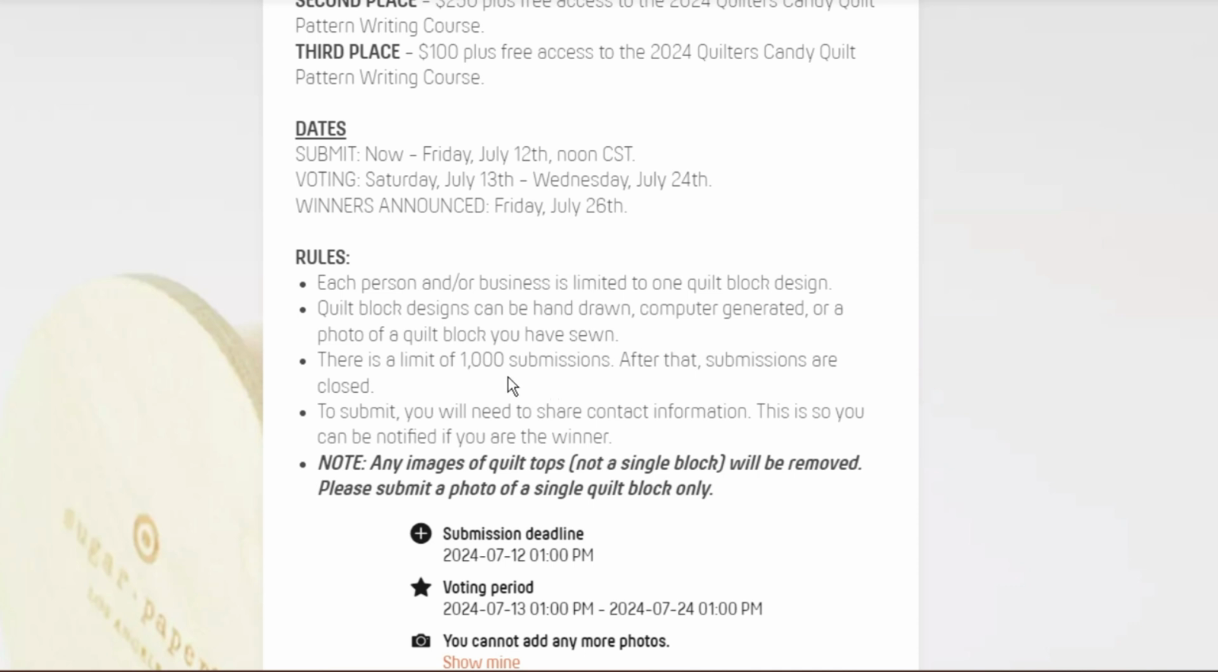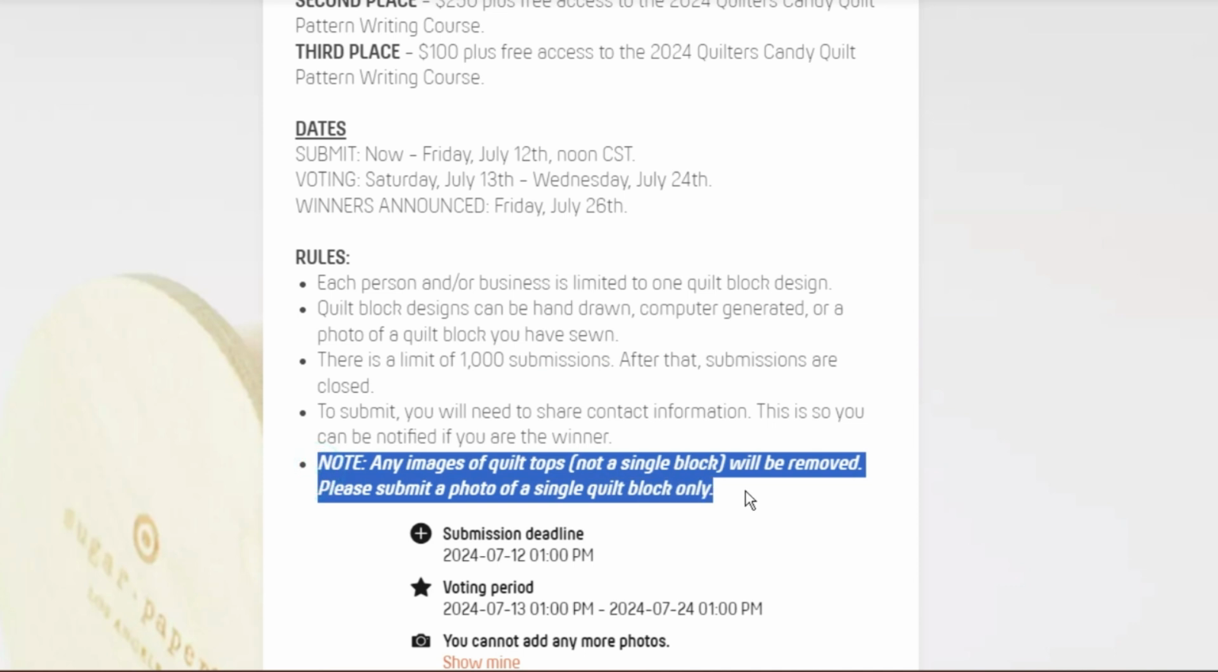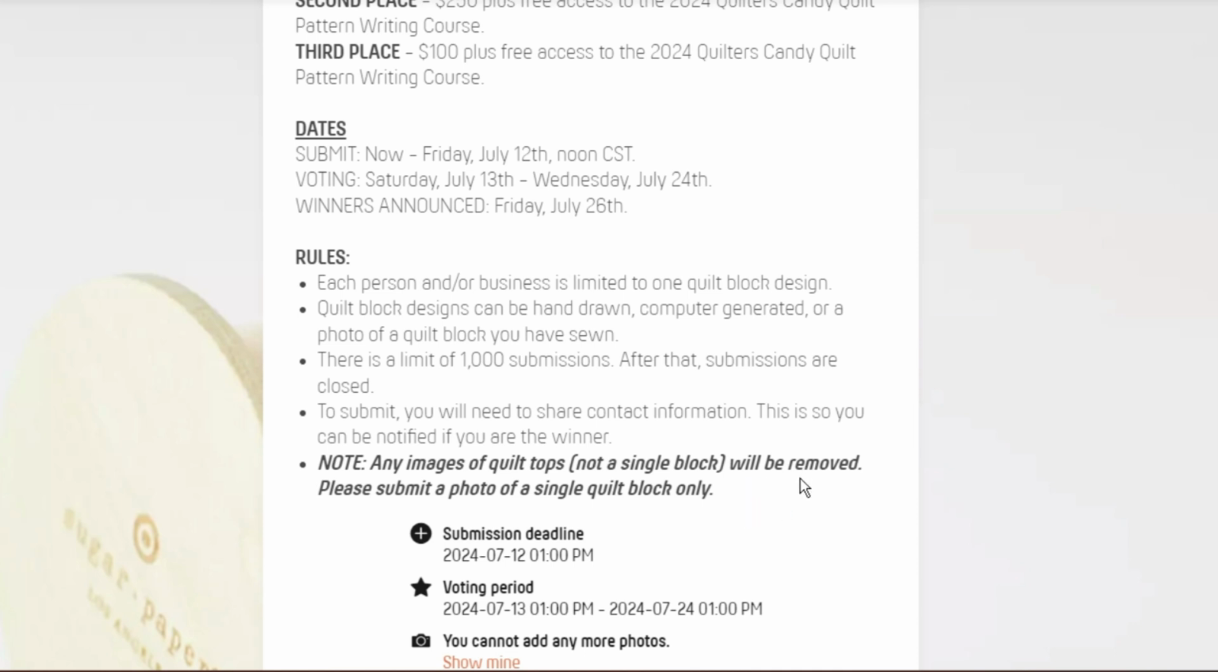There was a limit of 1,000 submissions, and then there's that note down there that says, the images of quilt tops, not a single block, will be removed. And I was a little disappointed at that because I did design a whole quilt with this block, and I'm going to show it to you here now because I wanted someone to see it.